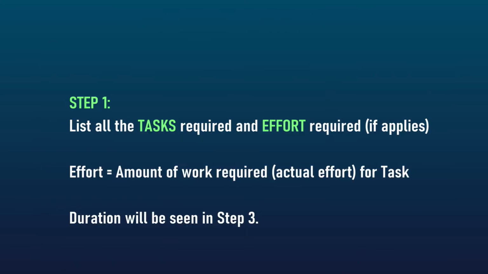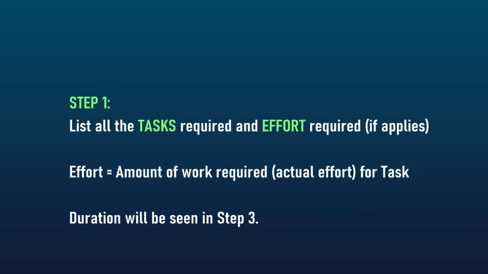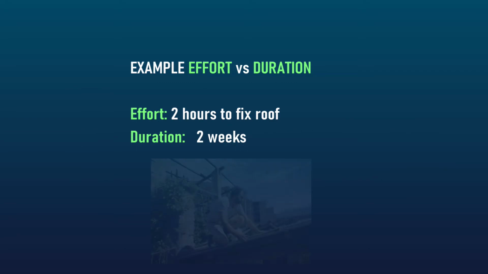Step 1, we list all the tasks required alongside the effort required. Effort is the amount of time that would be actually spent on doing the work. The duration would be the time spent from start to finish. So you could have some delays, some wait times in between, so that would be taken into account in the duration. Here's a quick example for you.